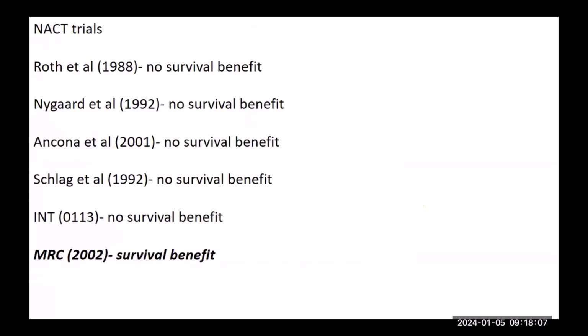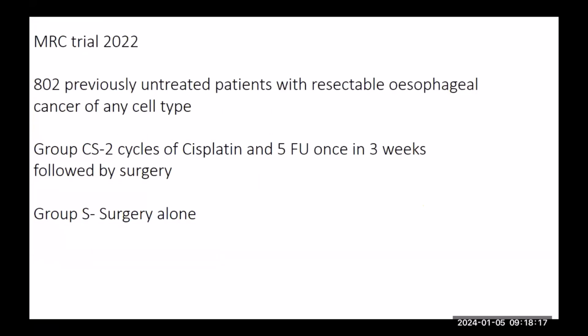Again, there were trials of NACT. The first 5 trials again did not show any survival benefit of NACT followed by surgery versus surgery alone. The only trial that showed benefit was the MRC trial in 2002. It had 802 patients, who were randomized into group CS and group S. Group CS was 2 cycles of chemotherapy followed by surgery, and group S was surgery alone.